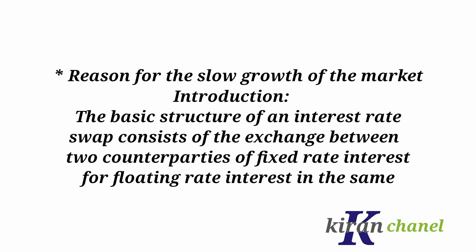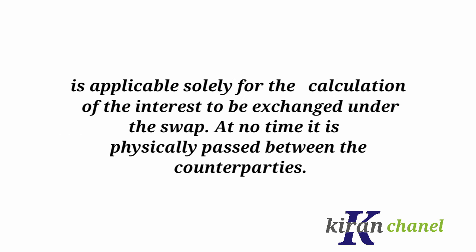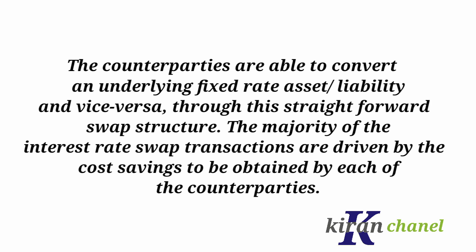Introduction. The basic structure of an interest rate swap consists of the exchange between two counterparties of fixed rate interest for floating rate interest in the same currency, calculated by reference to a mutually agreed notional principal amount. The principal amount, which would normally equate to the underlying asset or liabilities being swapped by the counterparties, is applicable solely for a calculation of the interest to be exchanged under the swap. At no time is it physically passed between the counterparties. The counterparties are able to convert an underlying fixed rate asset or liability to floating, and vice versa, through this straightforward swap structure.